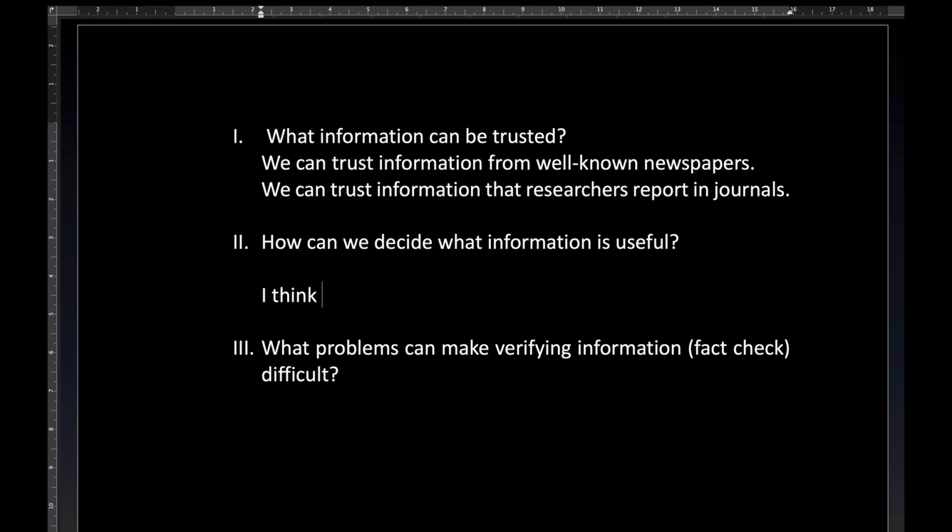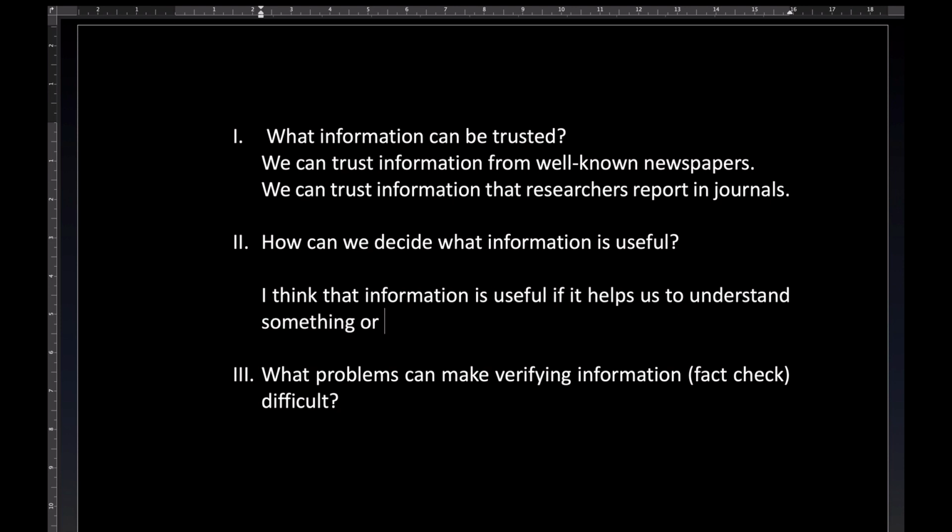I think that information is useful if it helps us to understand something or to decide something. That's my answer. I think that information is useful if it helps us to understand something or if it helps us to decide something. The last question is, what problems can make verifying information, fact-checking, difficult?